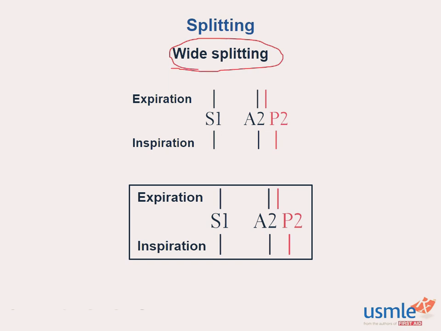The first one we're going to talk about is what's called wide splitting. Wide splitting means that the gap between the aortic and pulmonary component of S2, or A2 and P2, is wider. It is wider or longer in inspiration than in expiration. There's a greater change, or the delta between A2 and P2 is greater than normal. At the end of the day, the fundamental concept that results in wide splitting is that there is a delayed closure of the pulmonic valve. The pulmonic valve closes later than the aortic valve by a greater distance or a greater time.